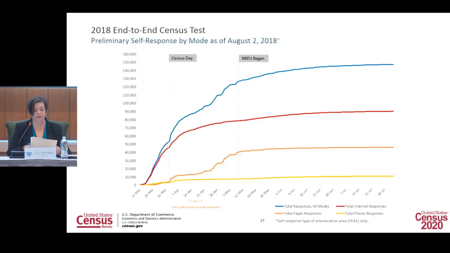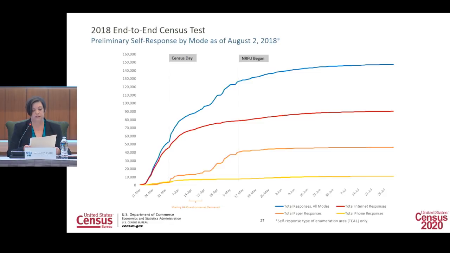Looking at the orange line of paper responses, keep in mind that only about 30% of housing units received paper in their first mailing. Paper forms were delivered to the Internet First panel between April 12th and April 9th, which is marked with a bracket at the bottom of the timeline. You'll notice there's a little lag between the delivery of the paper questionnaires and an uptick in paper responses, but by the time non-response follow-up began, the majority of paper responses had been received and processed. Phone responses are shown in the yellow line toward the bottom of the graph.